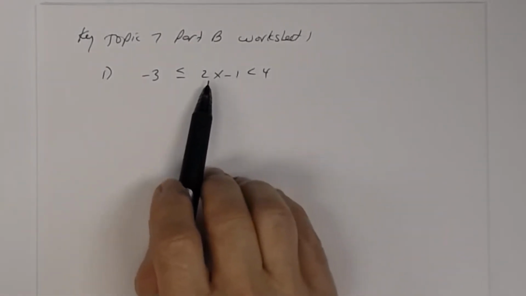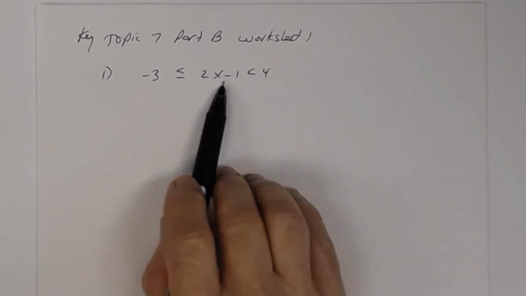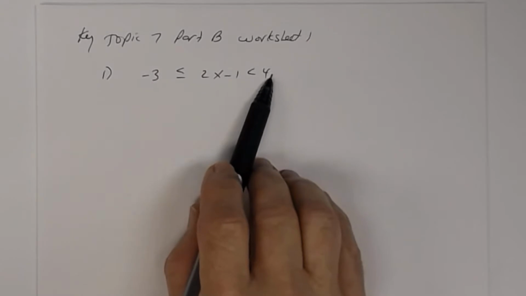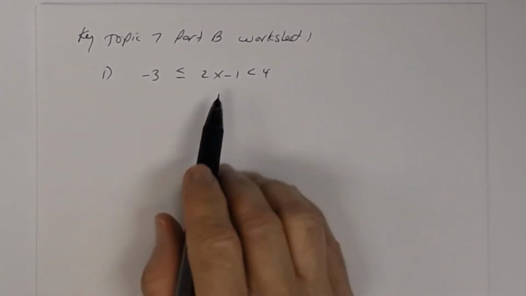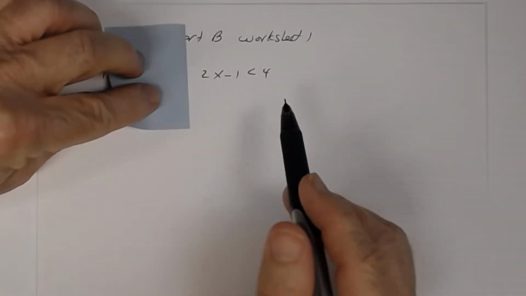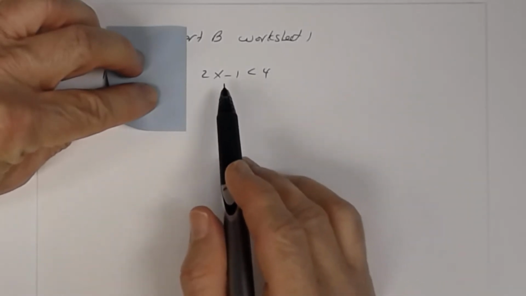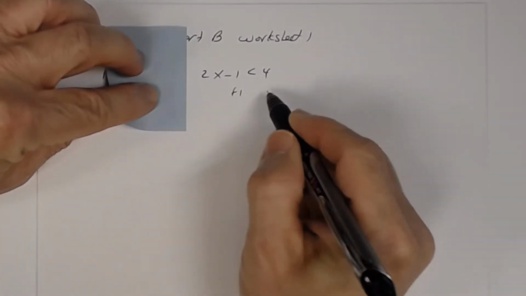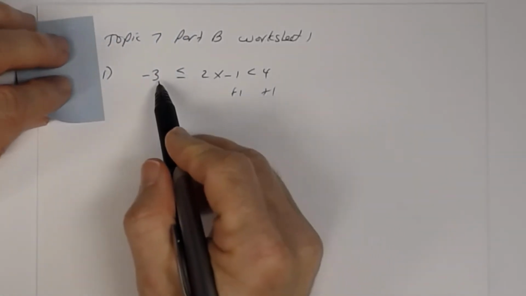So you want to find out what values of x will make this expression less than 4 and at the same time greater than or equal to negative 3. Okay? So what you're going to do is just think of it this way. If you just had this linear inequality, remember this is a linear right here, you would go ahead and add 1 to both sides, right? We'll do the same thing here, though. You have to add 1 to all 3 parts. There are 3 parts here.